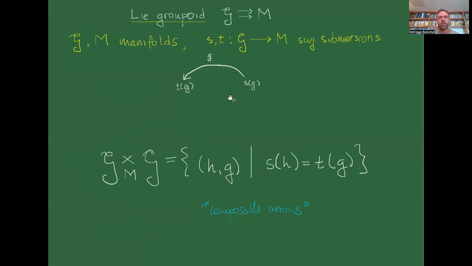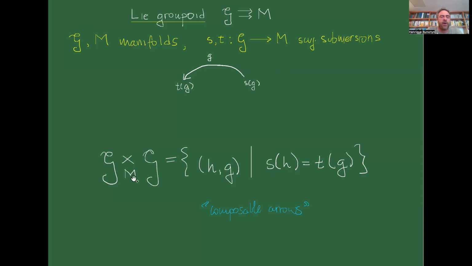And in terms of a picture, one thinks of elements of G as an arrow that relates its source, which is an element of M, to its target, which is another element of M, right? And this multiplication-like structure that we'll put here will be defined in terms of these two surjective submersions.